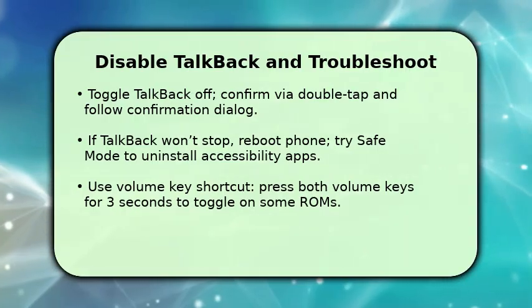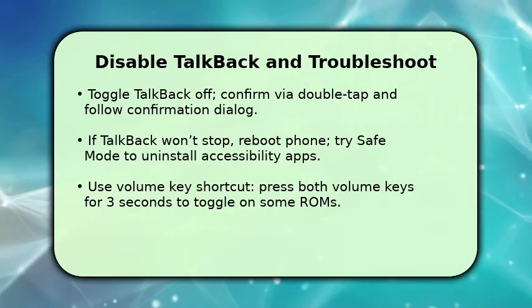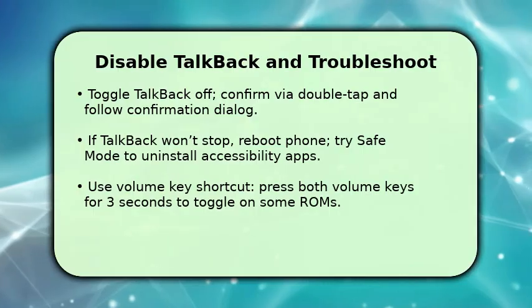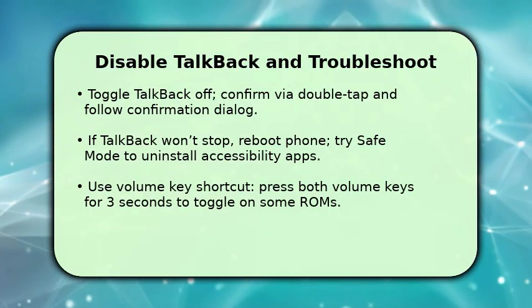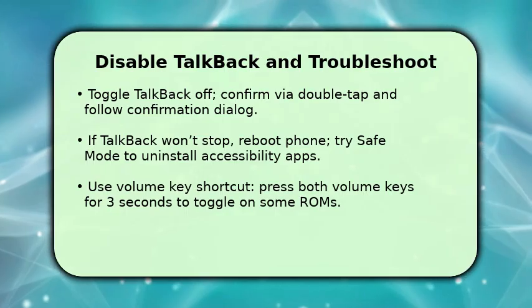On stubborn cases, boot to safe mode to disable third-party accessibility apps. Also check if a volume key shortcut toggles Talkback on your Redmi. Press both volume keys for 3 seconds to toggle on some builds. If problems persist, note the exact ROM and model before seeking more.